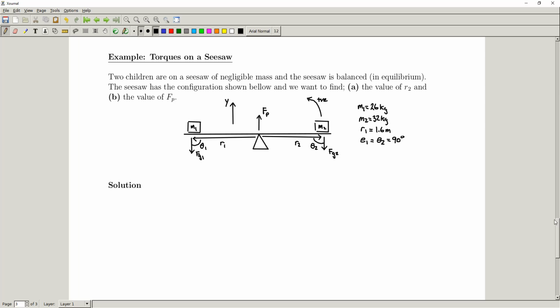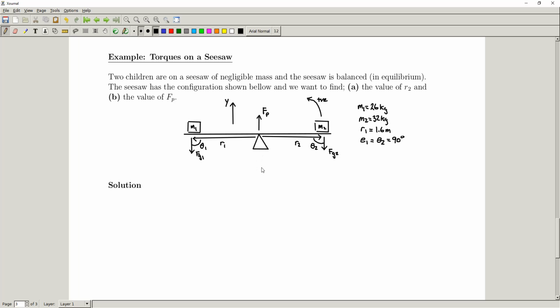And so the seesaw has the configuration that we see below here. I've drawn it out here. We have a child of mass 1 on the left, child of mass 2 on the right. We see the forces, the force of gravity supplied by their mass on the seesaw. We see that we have this central pivot here that the seesaw sits on.